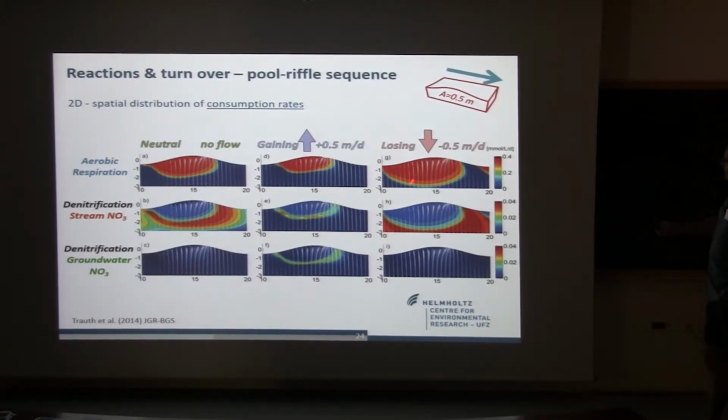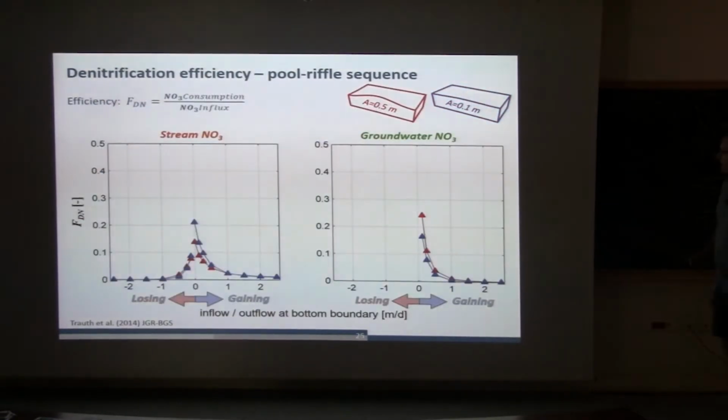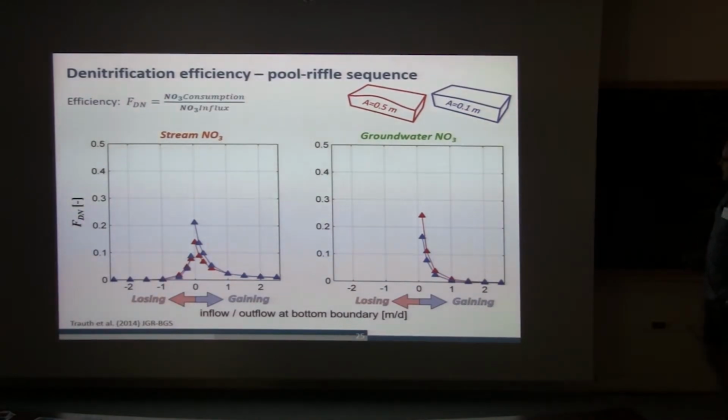Under losing conditions, of course, we press the water deeper into the system and the respiration zone gets larger. And we only get denitrification of streamborne nitrate in deeper zones. And if we look at the effects again of the gaining and losing conditions, you can see here what we call efficiency of denitrification. So it's the ratio between nitrogen consumption and nitrogen influx. And again, over the range of losing to gaining conditions.